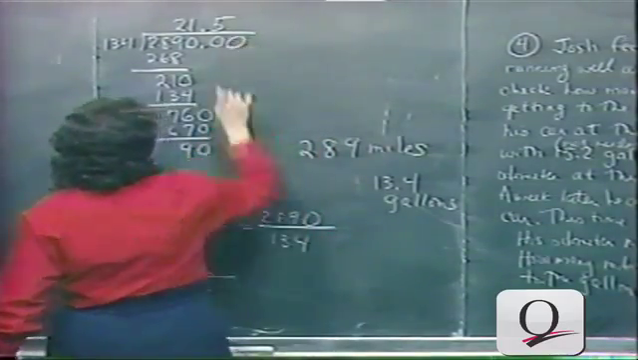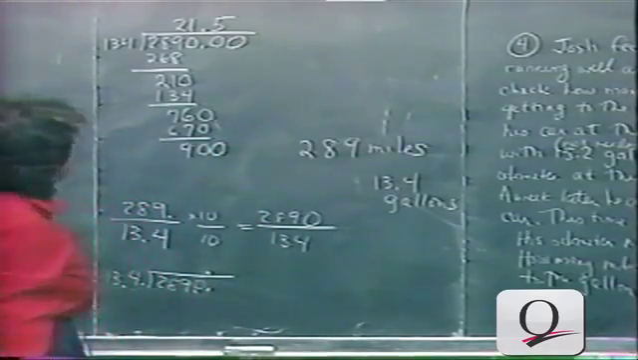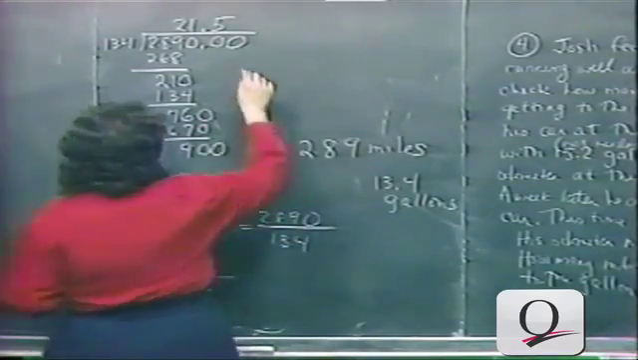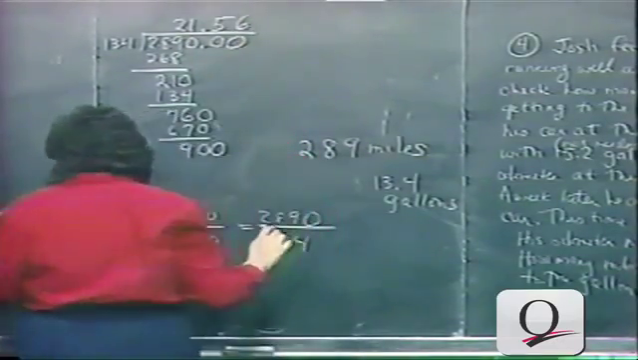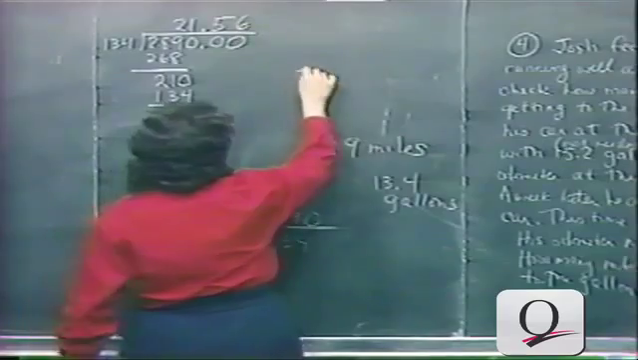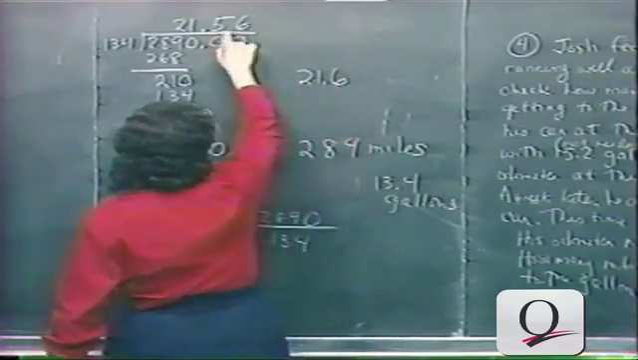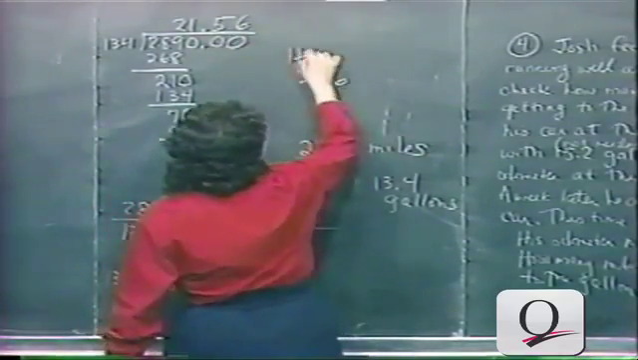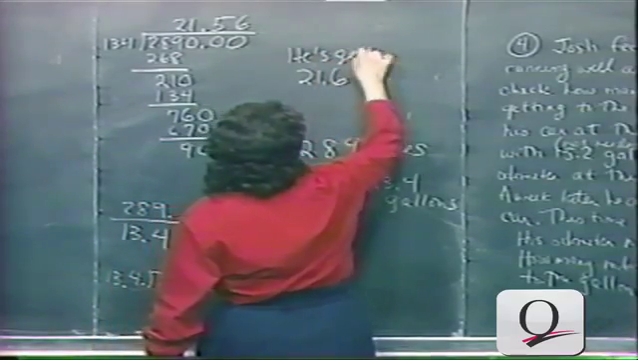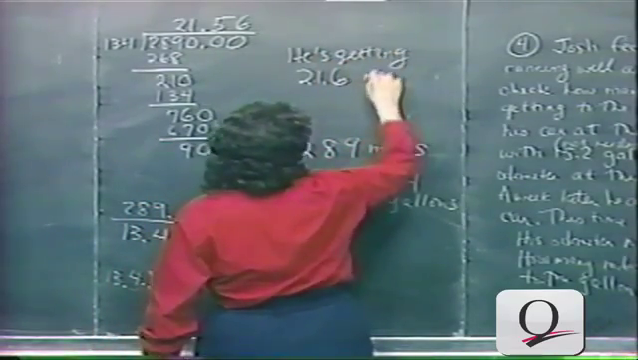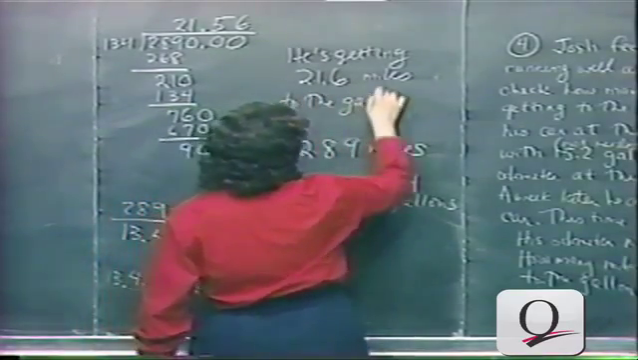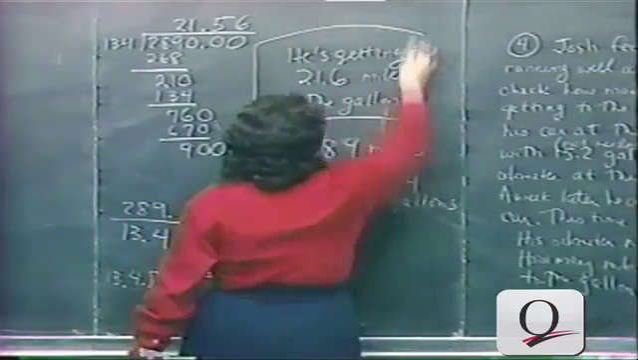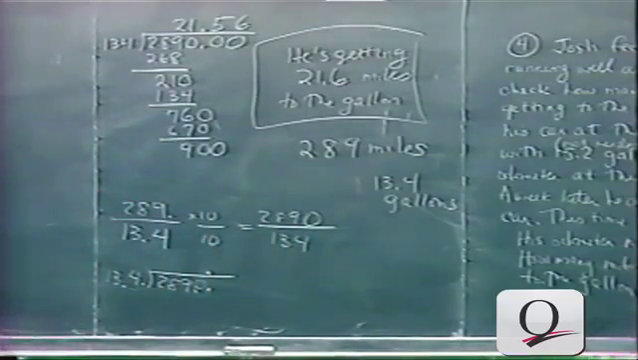bring down another 0. How many 134s in 900? It goes about 6 times. Once we see this number is over 5, we can see that he's getting about 21.6, rounding to the nearest tenth. He's getting 21.6 miles to the gallon, which is not that bad.